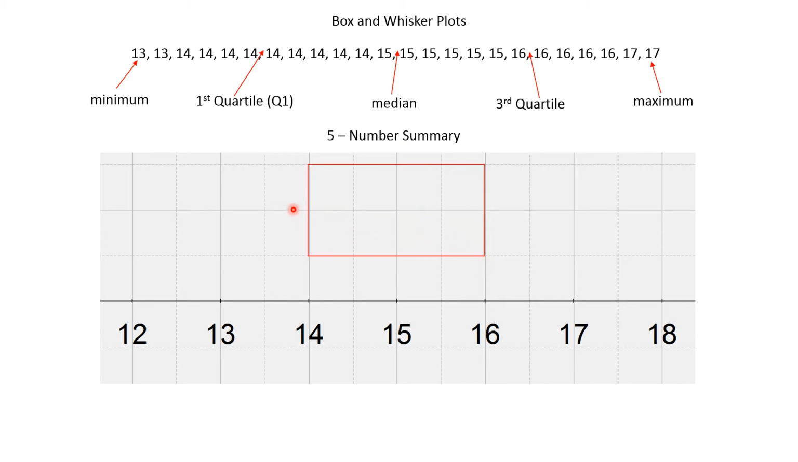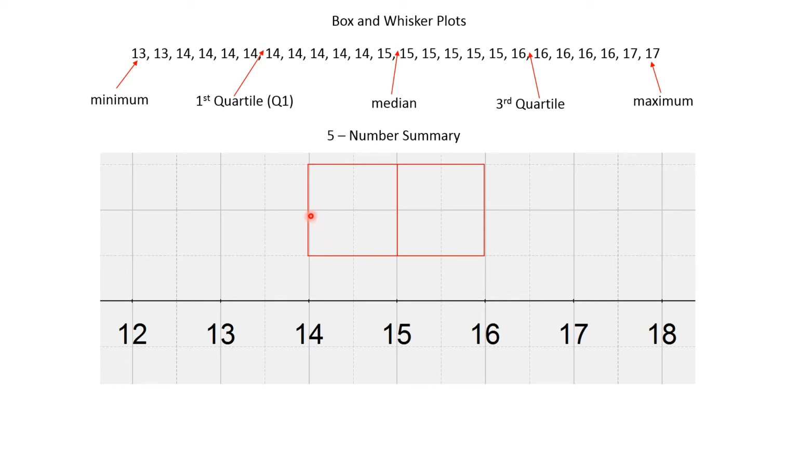And I have it centered on a line. And I just went up and down 1 box from each of there. It doesn't, again, matter how far up or down you go. It's not about the height of this box. It's about the width of it. So we have a box that takes us from quartile 1 at 14 to quartile 3 at 16. Next, we're going to put a line in the middle of the box at the median.